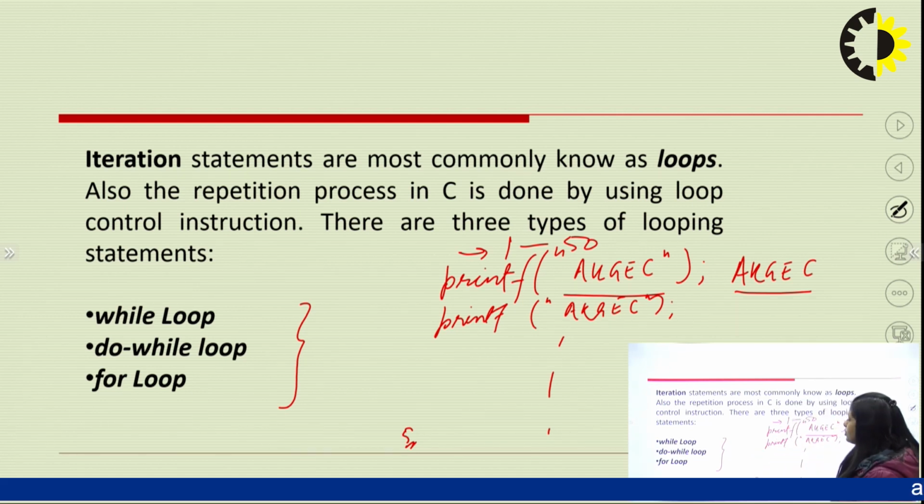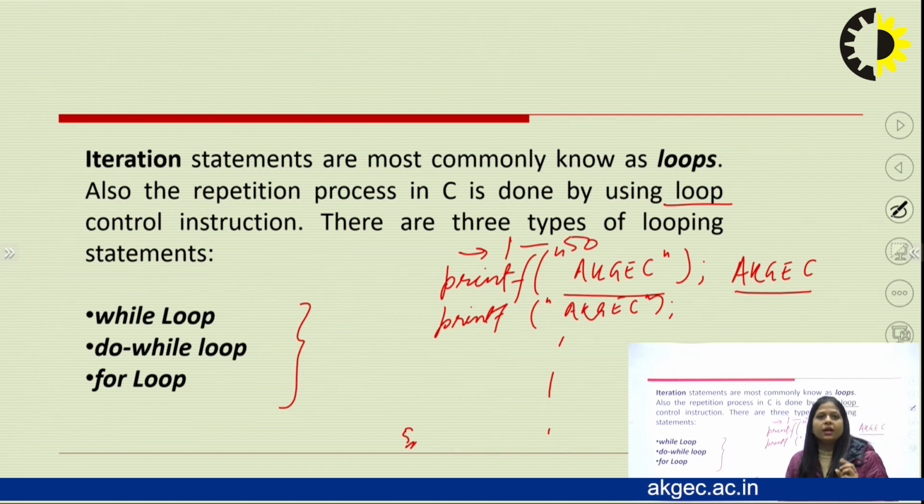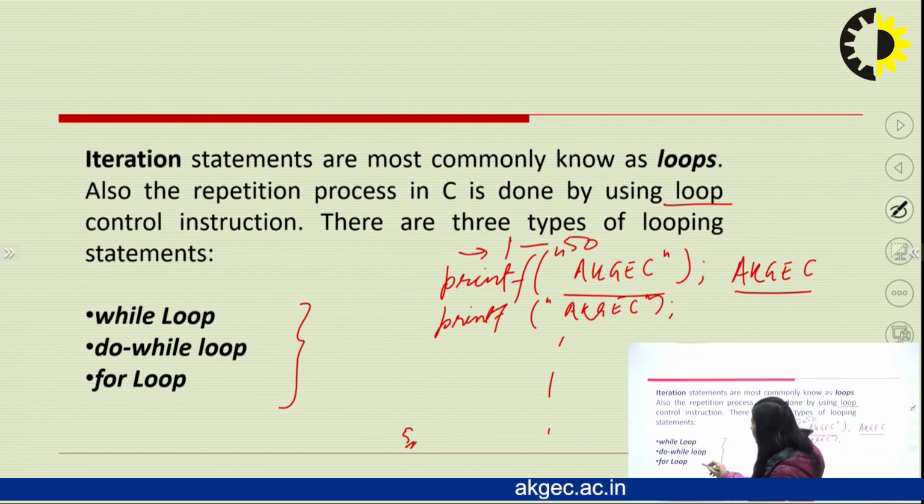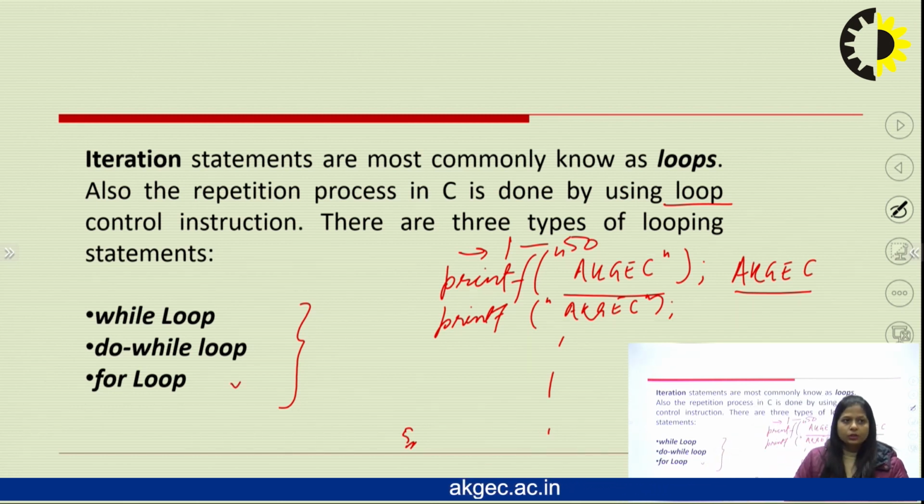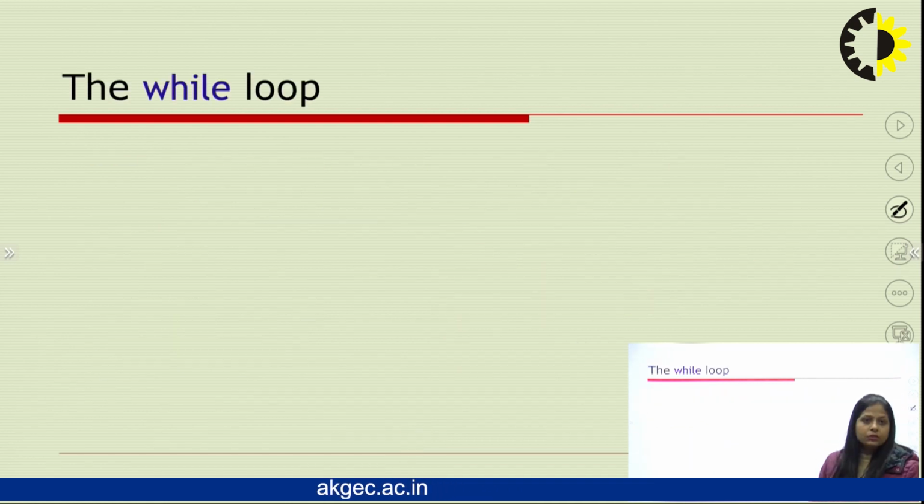We also say the repetition process in C is done by using loop control instructions, and here we have 3 types of loops: while loop, do while loop and for loop. Okay fine, let's discuss them one by one. Number 1, while loop.